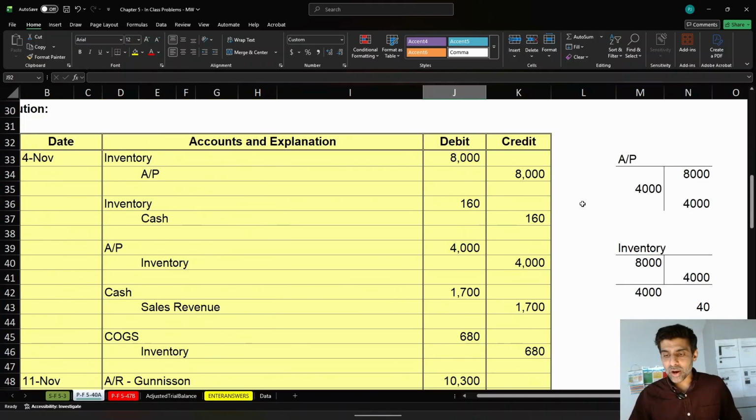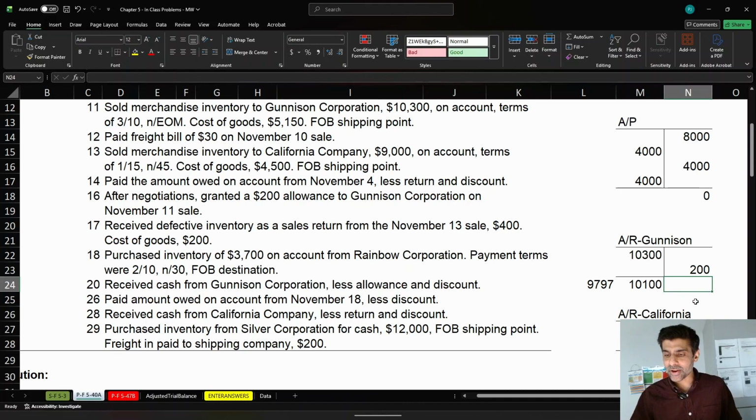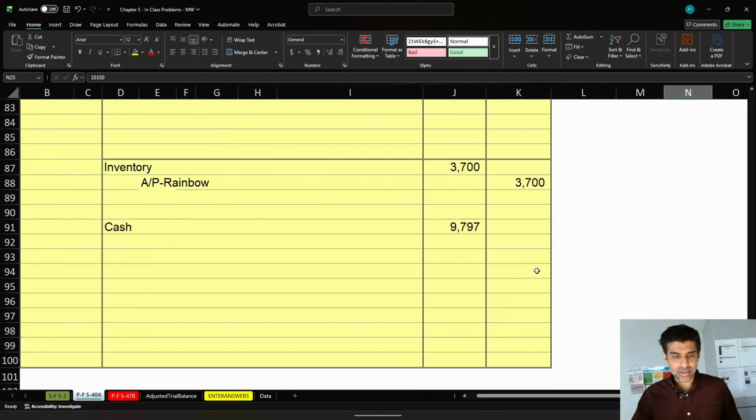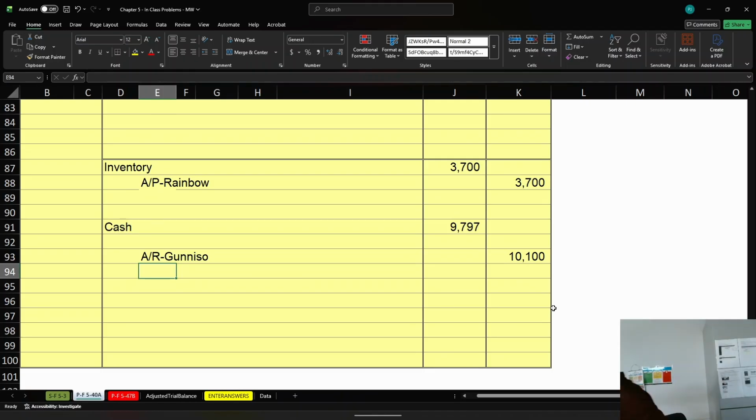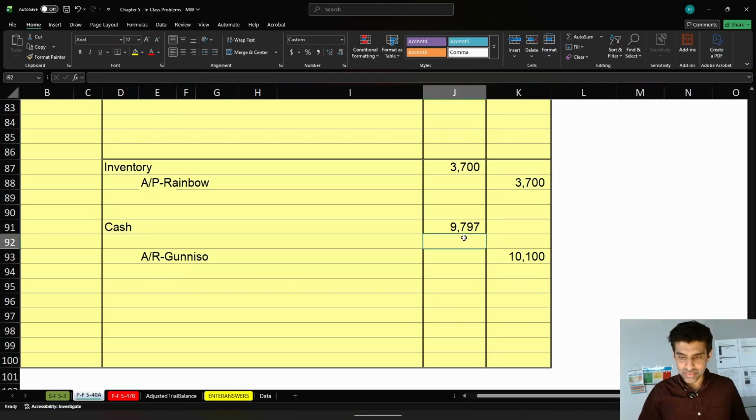The other easy thing I know that has to happen is that I need a credit of 10,100 to AR Gunnison, because they will no longer owe us any money after this. So I know that this account has to go to 0. So I'm going to put a credit here, 10,100 to accounts receivable Gunnison. Every journal entry, number 5 here, do our debits equal our credits? No, it doesn't. Okay, so I need to fill this in with the $303.